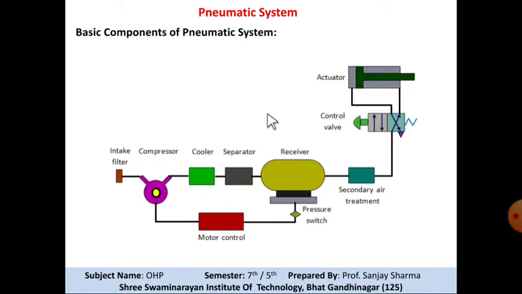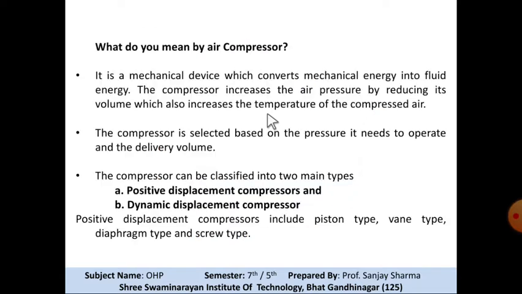Now let us see how many types of compressors there are. First of all, what do we mean by air compressor? It is a mechanical device which converts mechanical energy into fluid energy. The compressor increases the air pressure by reducing its volume, which also increases the temperature of the compressed air. Now we are familiar with the compressor. In hydraulic systems also we have seen different types of compressors.